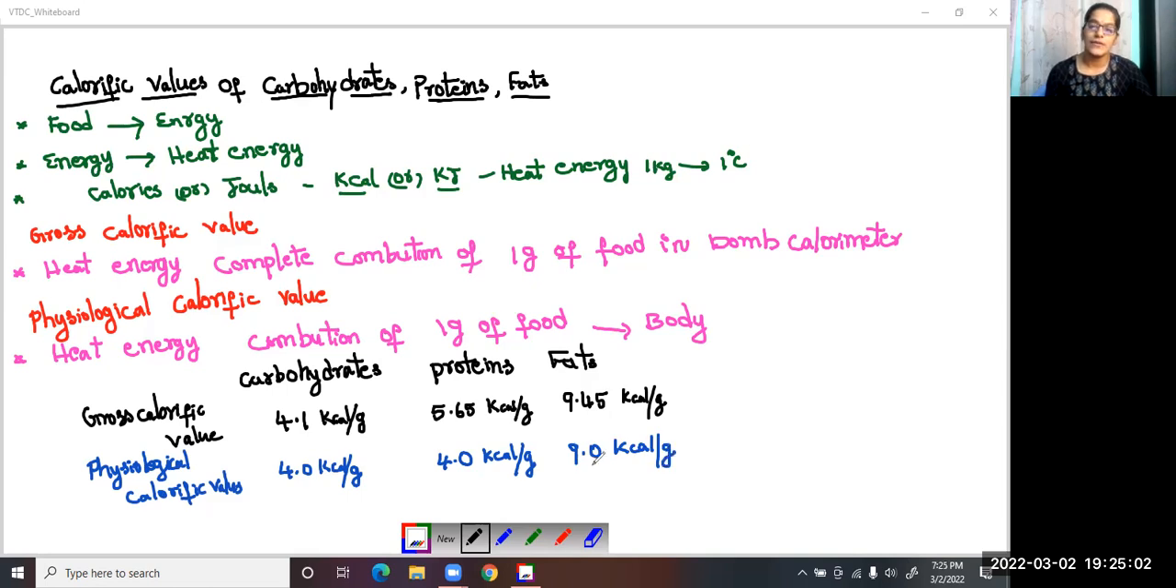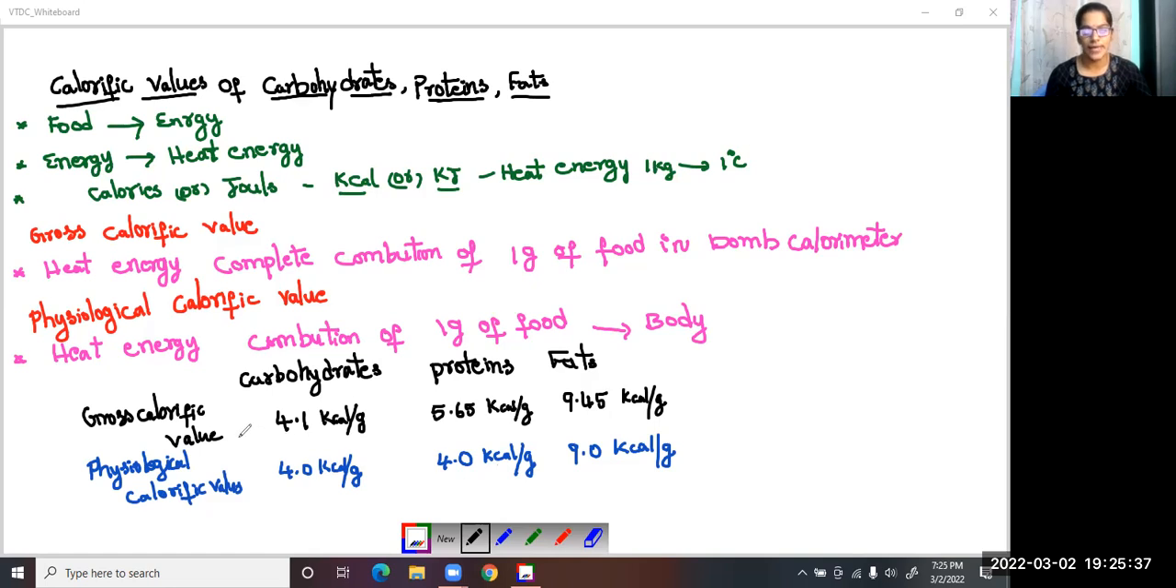That means the breakdown of 1 gram of fats will liberate 9.0 kilocalories of energy to the body. If you observe one thing here, the physiological calorific values of both carbohydrates and proteins are 4, and for fats it is 9. And the gross calorific values are always more than the physiological calorific values.